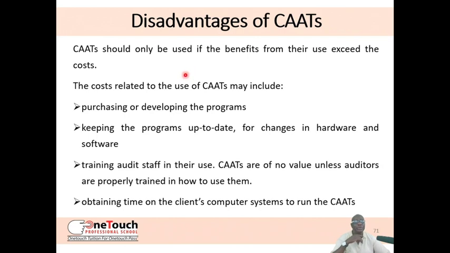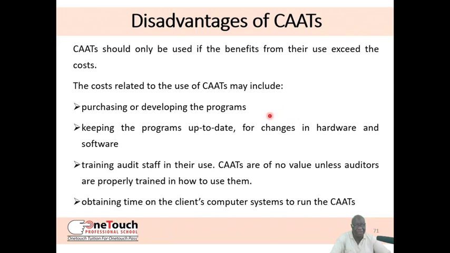CATs should only be used if the benefit from their use exceeds the cost. So yes, it's software we use as auditors, but as far as disadvantages are concerned, it can only be used if the benefits exceed the cost. Cost-benefit analysis: you have to do that before you use the CAT. You don't just go and buy software which costs, let's say, 10,000 when the benefit is about 2,000. No sensible businessman can do that.